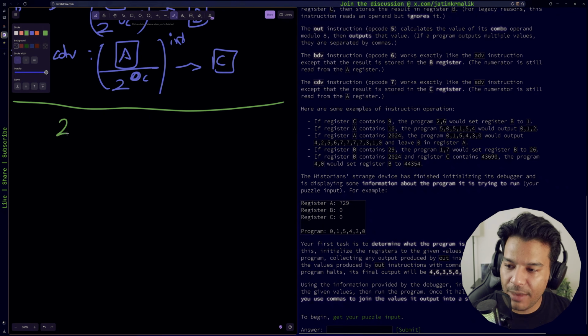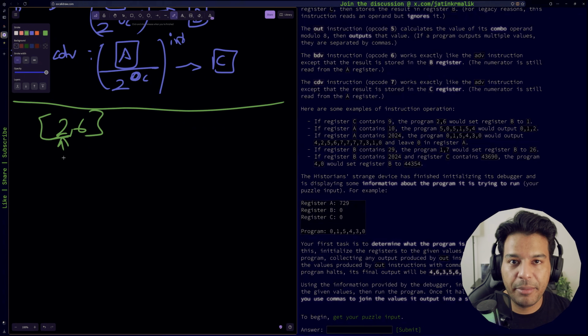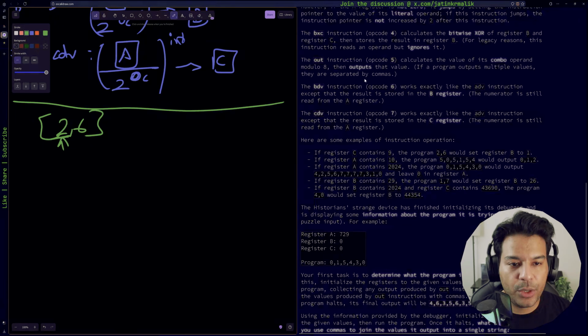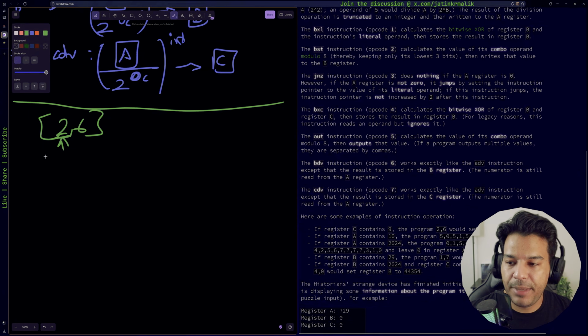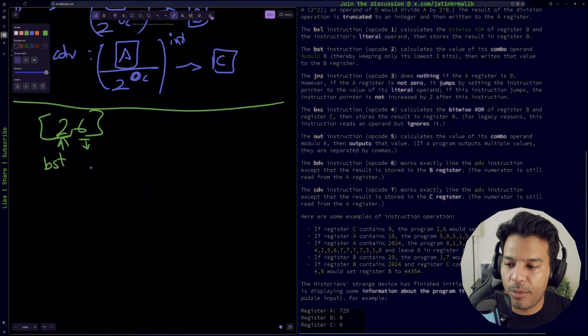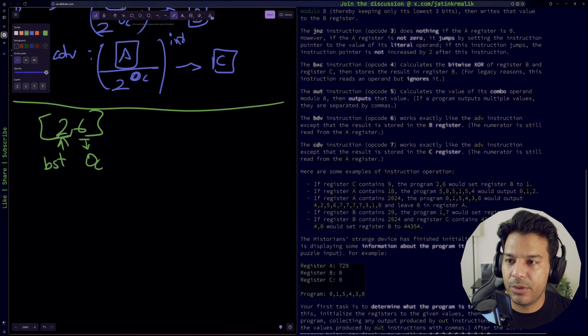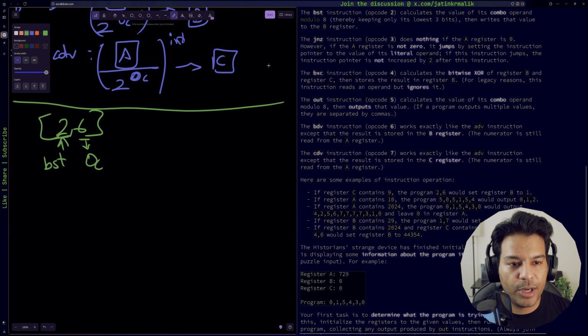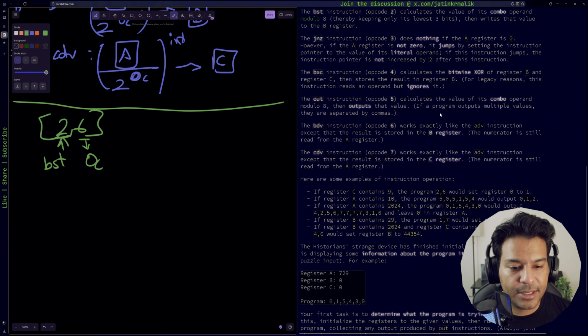So we are given a program initially called 2,6 and our instruction pointer starts from here. It comes to 2. So remember our 2 is pointing to our opcode. So 2 points to the BST instruction and our 6 is our operand. So in this case, we will take the combo operand. So 6 is our OC value. And once you get the value, you just have to put that into the formula that we wrote above.